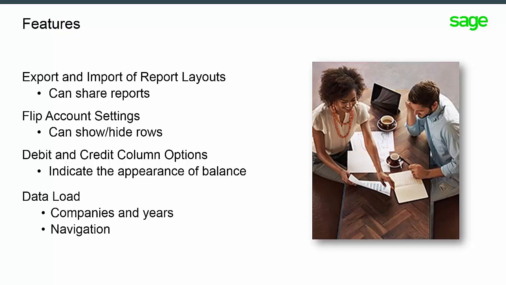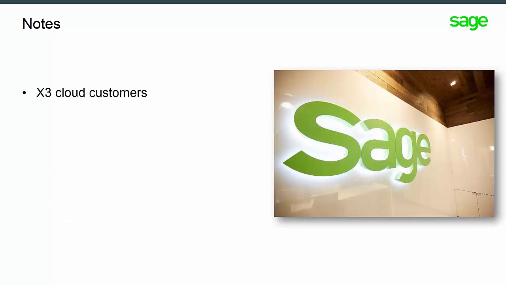The data load functionality has been enhanced to allow users the ability to select for which companies and years they would like data to be loaded for. While a data load is occurring, the user has the ability to navigate in the system. Please note the following. This release is available solely for X3 Cloud customers on product version 11.